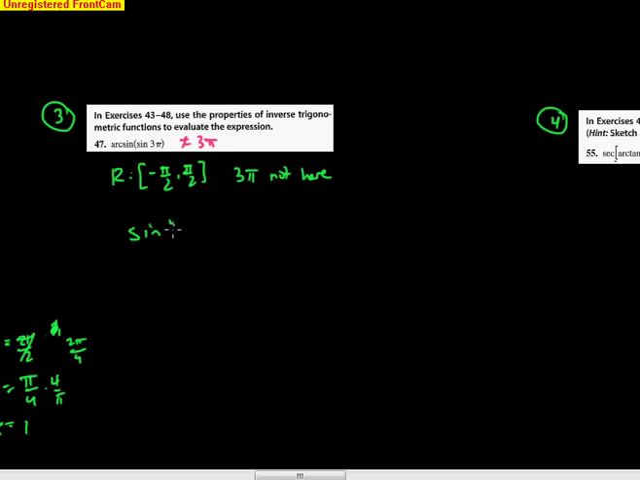So what is the sine of 3 pi? Well, on our unit circle, right, where is 3 pi? Well, here's pi, here's 2 pi, there's 3 pi. 3 pi is over here, where the coordinates are negative 1 and 0, cosine, sine. So what is the sine of 3 pi? The sine of 3 pi is 0. So now that value gets plugged into the arc sine. What is the arc sine of 0? Not theta. What is the arc sine of 0?